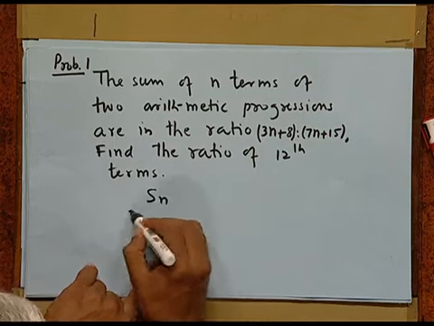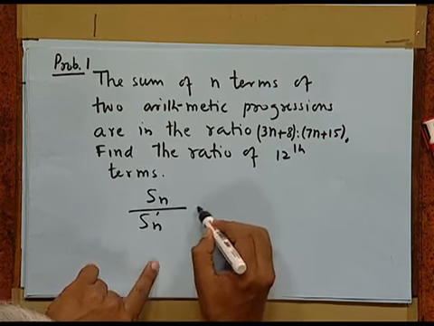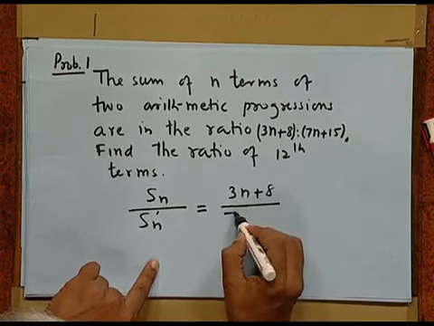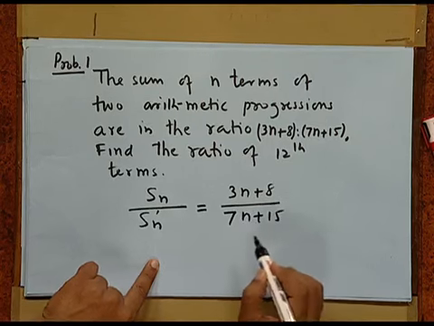Here again, neither a is known nor d is known. Moreover, there are two series involved. It means we have four unknowns. Suppose the first term of the first series is a and common difference is d, and for the second series, it is a dash and d dash. Then what is given to us? We are given that Sn upon S dash n is equal to 3n plus 8 upon 7n plus 15.